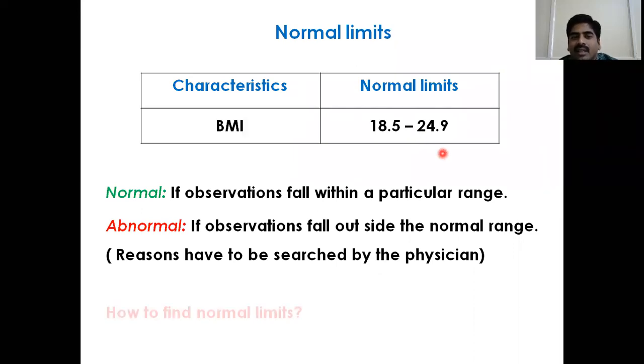Okay, but how to find these normal limits? How do we get this 18.5 to 24.9? We will see.